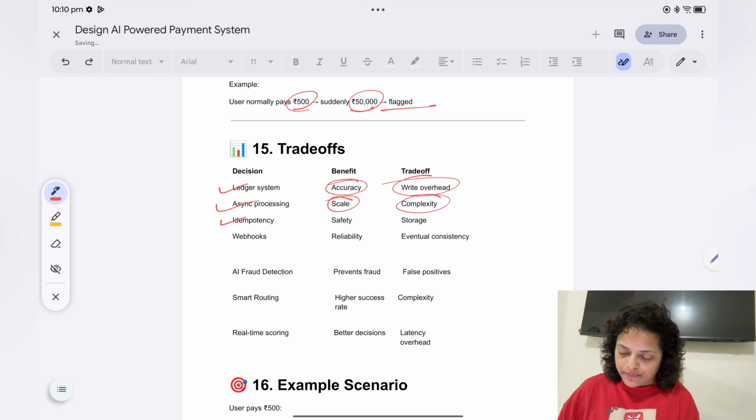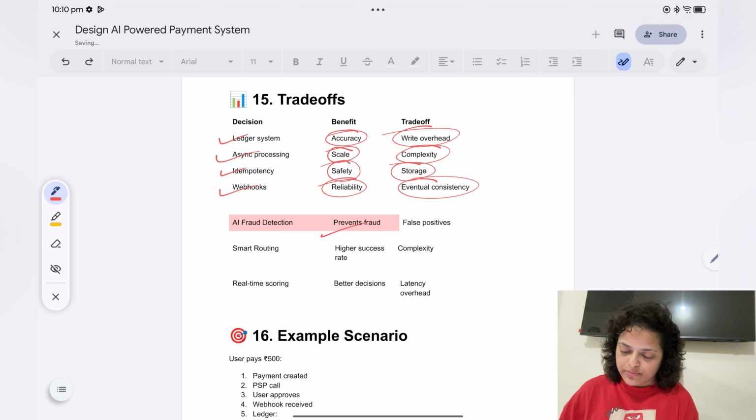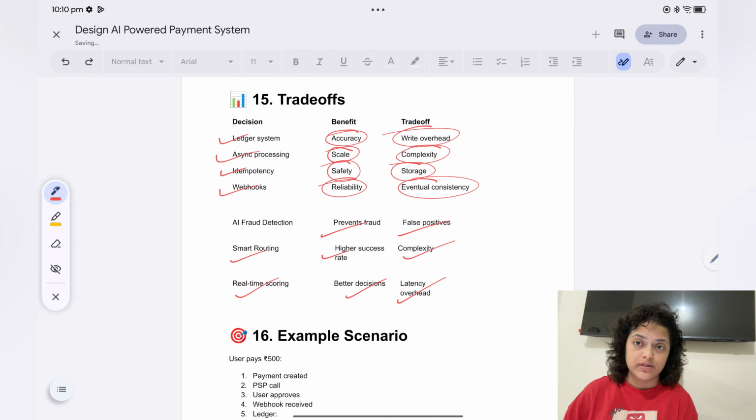Idempotency gives safety, but storage would be required. Webhooks will provide reliability, but it will be eventually consistent. AI fraud detection prevents fraud, but it can also give false positives. Smart routing gives a higher success rate, but complexity will increase. Real-time scoring gives better decisions, but there is latency overhead.